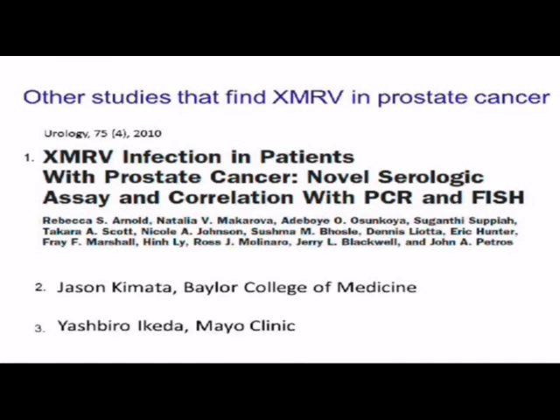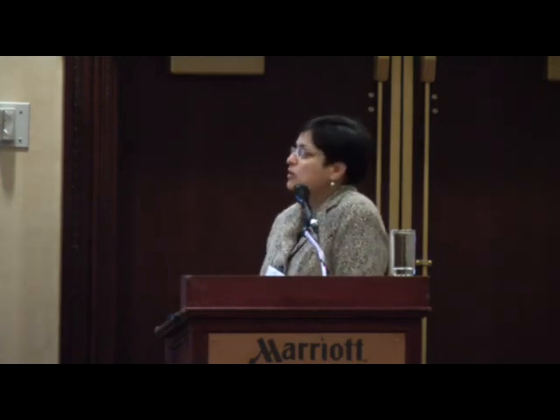Here's a paper from Emory University that does find XMRV in prostate cancer, and the number they came up with is exactly 27%. And Jason Kimata finds XMRV in 25% of prostate cancers, and Ike finds it in about 20% of prostate cancer. So those who find it are roughly finding this 25%, and those who do not find it are coming up with 0. So we'll see what happens with that.